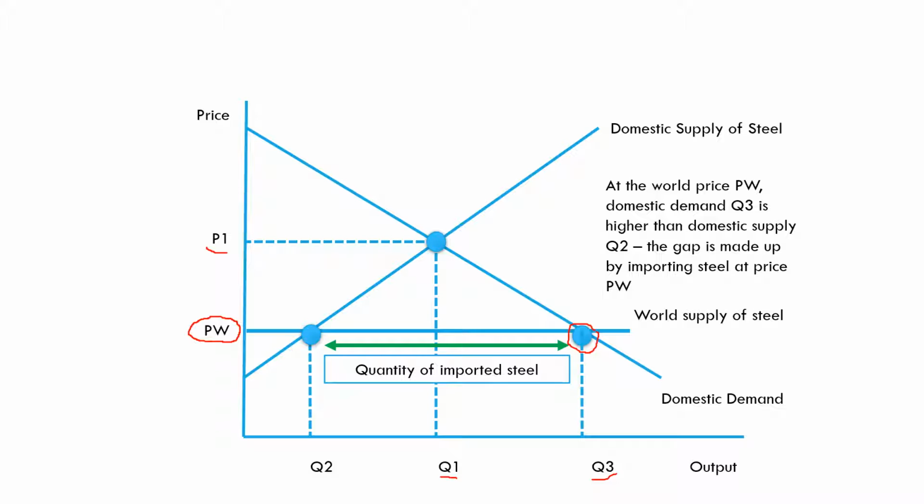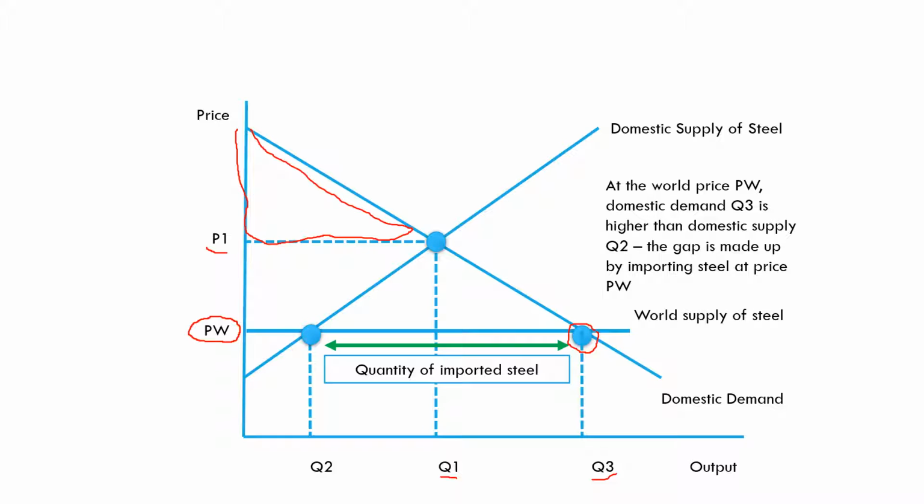And if we look carefully, we can see what's happened to consumer surplus. Originally, the consumer surplus would have been this triangle here, but it has grown quite dramatically and is now represented by this green triangle here. So we've seen a huge increase in consumer surplus, which figures because they can now buy a lot more steel at a lower price.